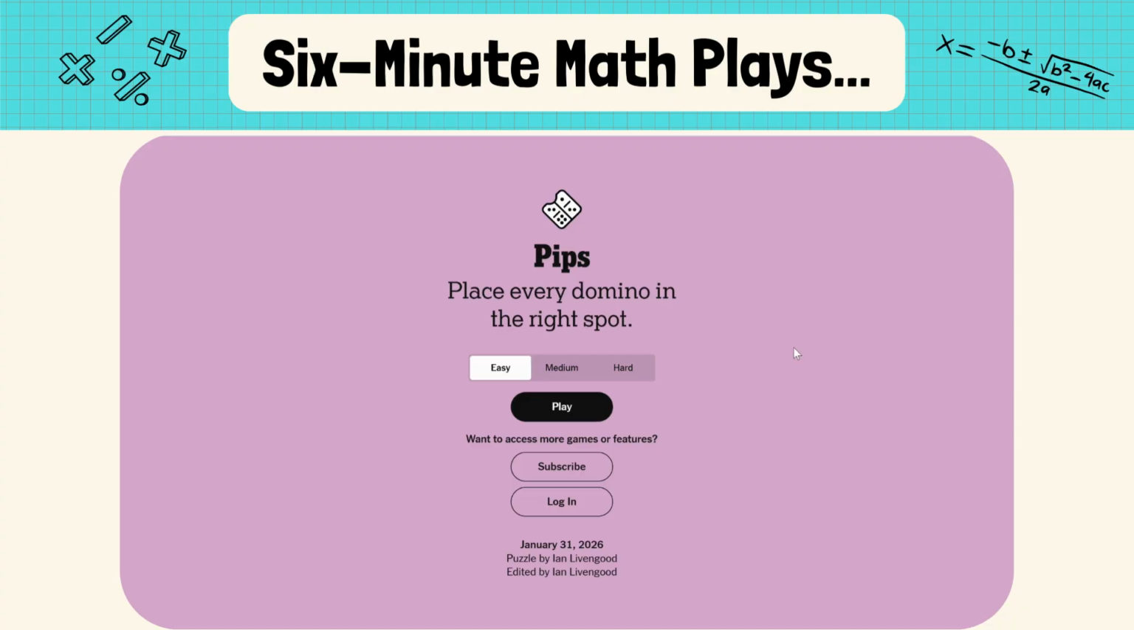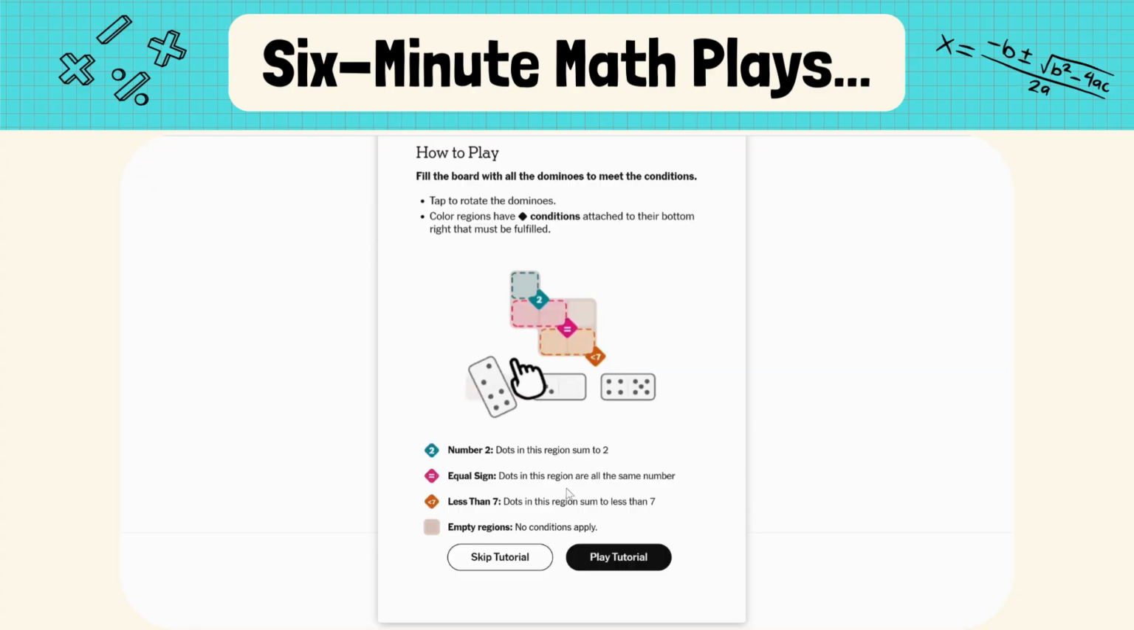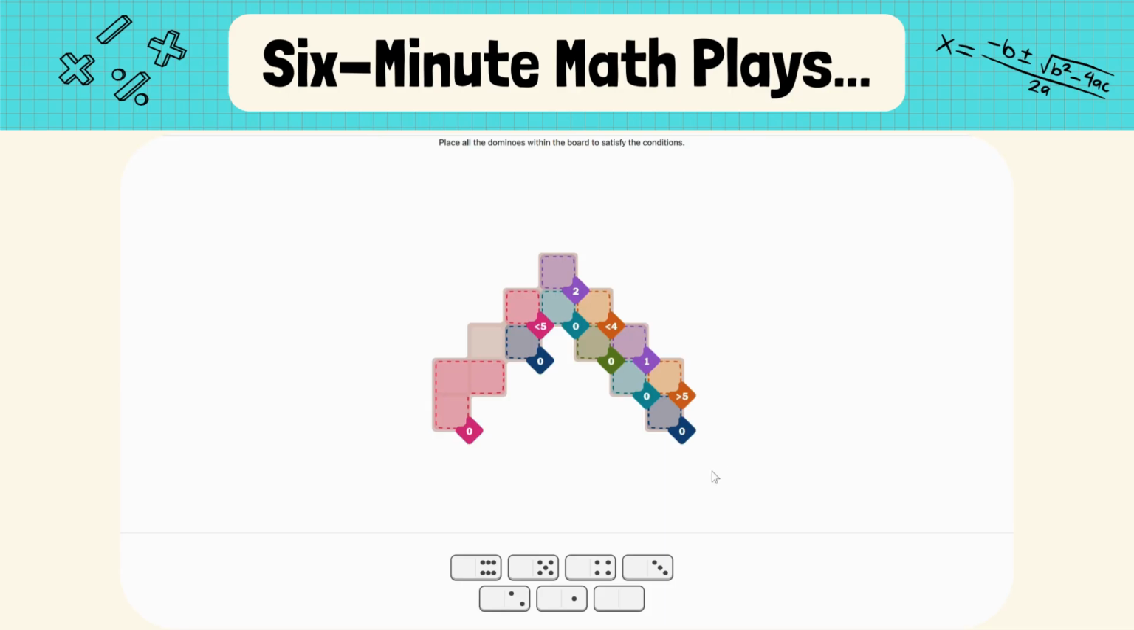So let's start off with Pips. Here we go with the easy. We're going to skip that tutorial. All right, we got a bunch of zeros. So we know our double zero is going to go in that left corner, and our 0, 6 is going to go in the bottom right. Because the 6 is greater than the 5, that makes that a 0, 1. We have a 0 less than 4, and then we have a 0, 2. That one has to be the 0, 2.